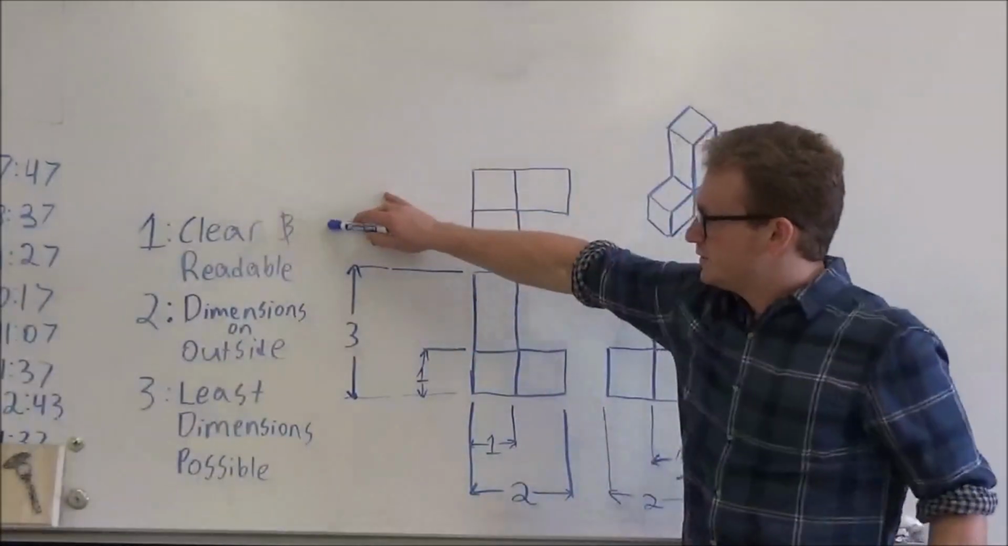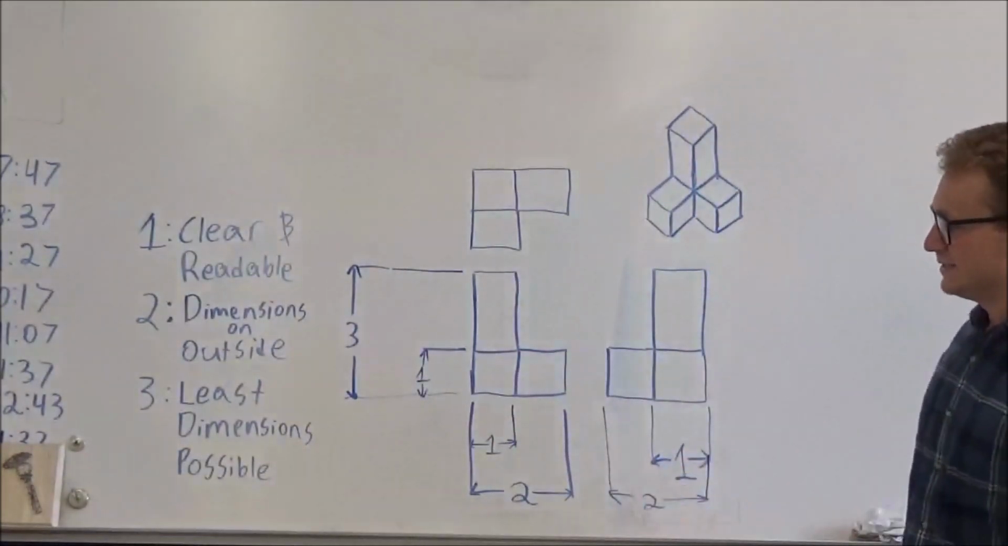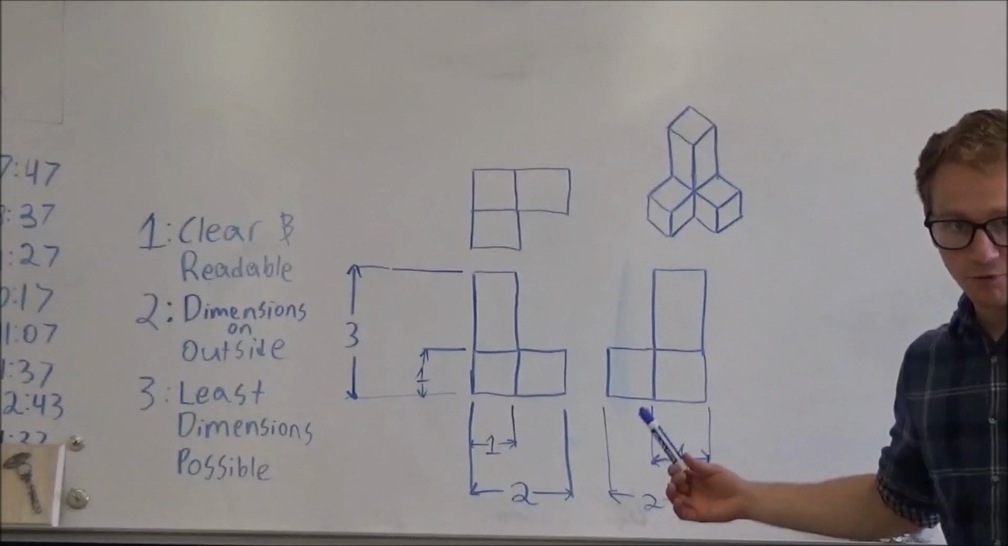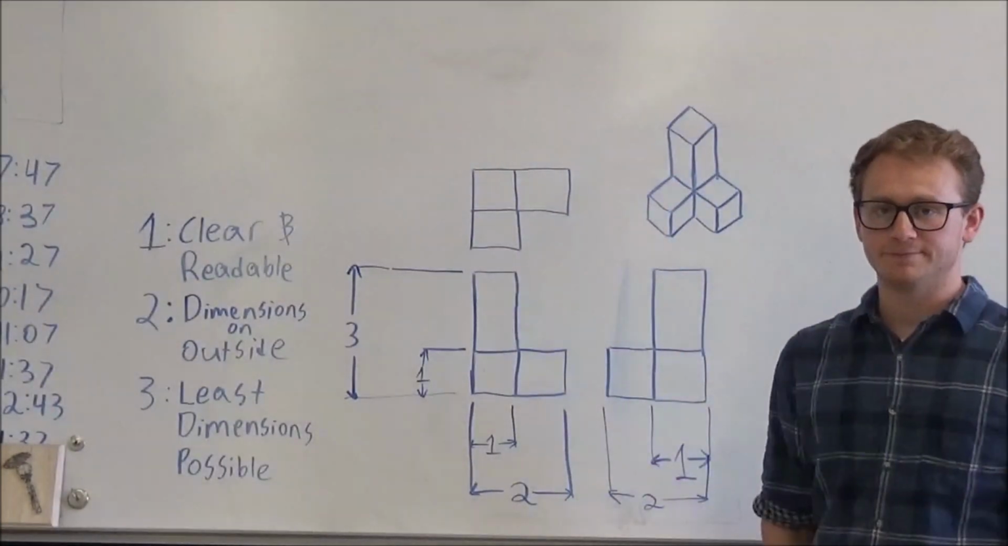Are our dimensions clear and readable? Yeah, 100%. Are they on the outside of the sketches? Yes. Did we use the least amount of dimensions possible? We have no repeating dimensions, so we are good. This is what we want.